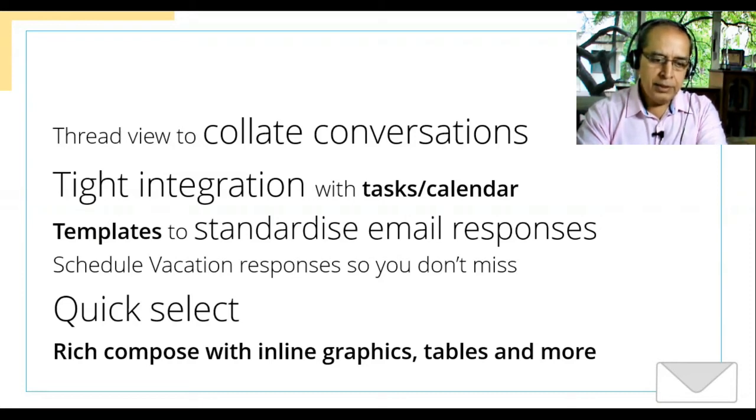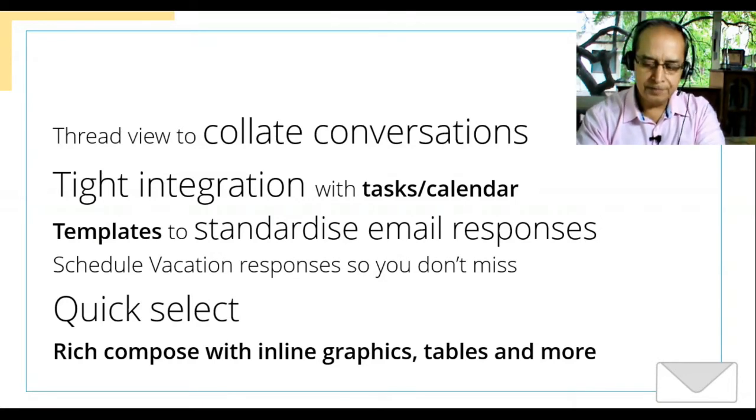Another thing we've done is we've scheduled vacation replies, so you don't forget and you don't miss out on setting up your auto response. The selection mechanism here has been improved. I can say select all unread mail, for example, select all flagged mail. So I don't have to first filter on flagged mail and then select all. So my quick select again is a productivity improving feature. And of course, the rich compose has been improved where I can simply copy paste graphics, tables and more and compose my mail very quickly without having to save an image and then import it.